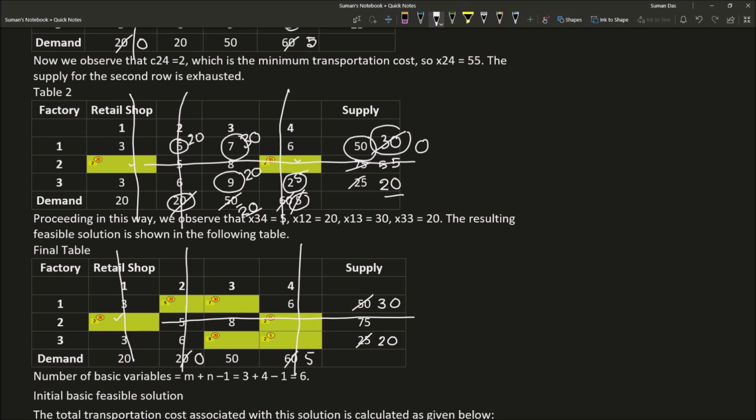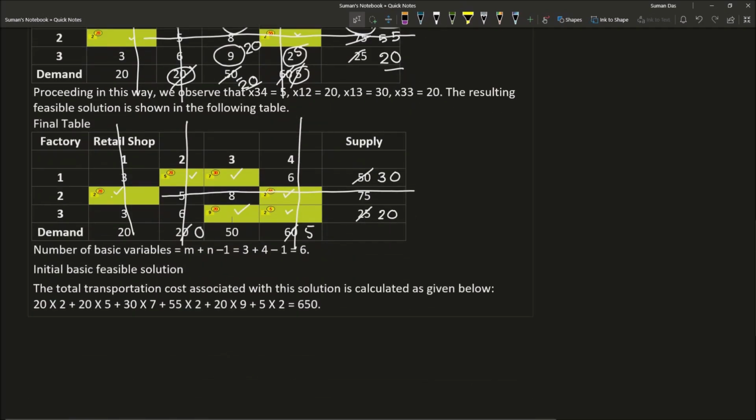So let us finally check the complete table allocation. First one 2 into 20, second one 2 into 55, the third one 2 into 5, now the fourth one 5 into 20, the fifth one 7 into 30, and the last one 9 into 20.